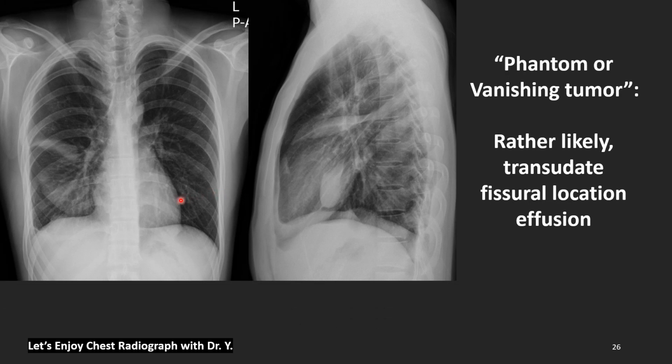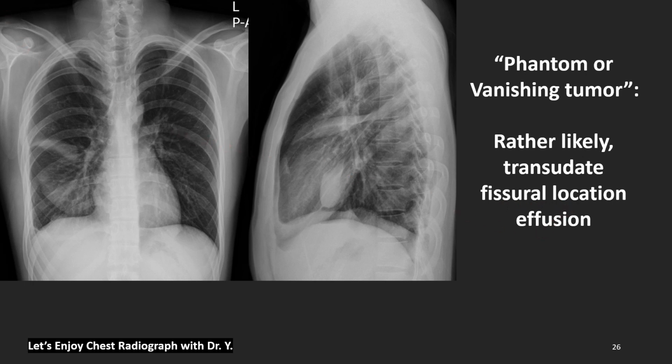If you see these two films, look closely. Now I can presume that all of you will understand and diagnose what happened to this patient. Yes, phantom tumor, vanishing tumor, actually not a tumor, just vanishing with position. It is rather likely transudate, not exudate, in a fissural location of a pleural effusion.